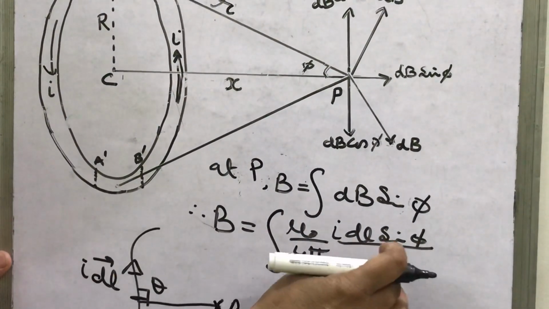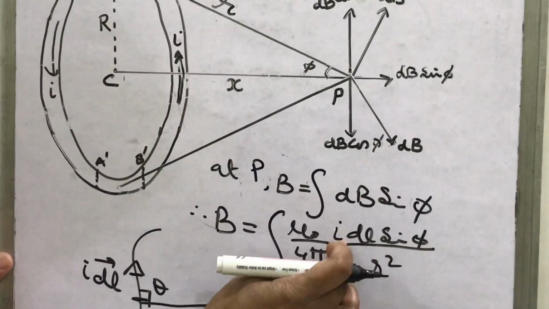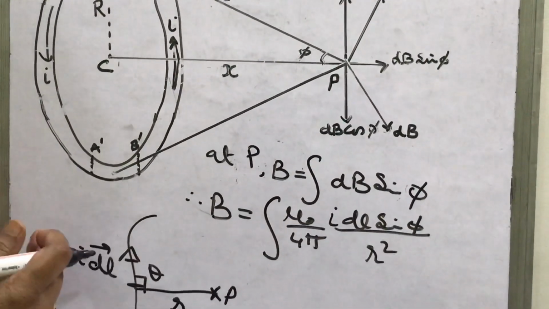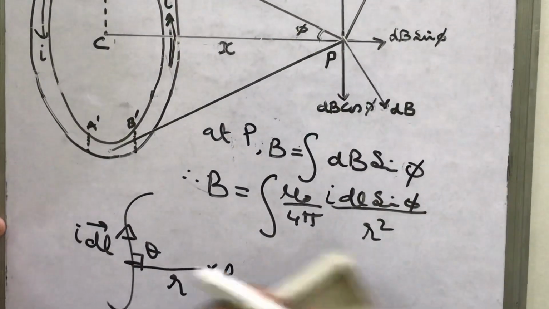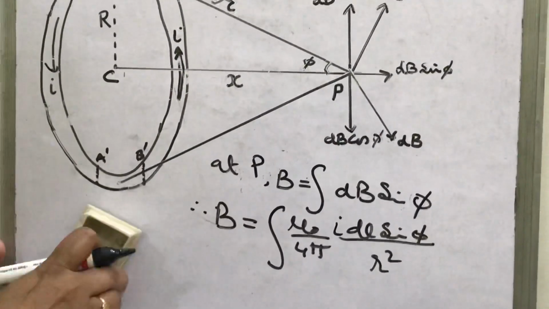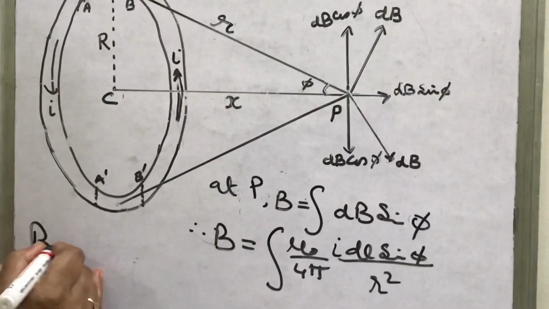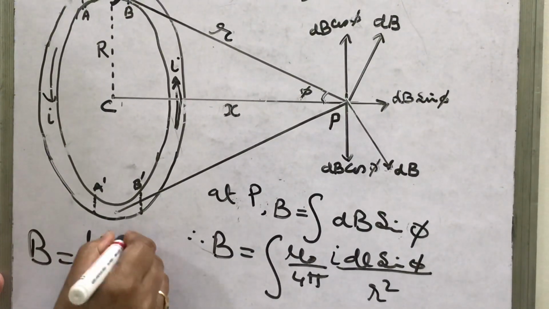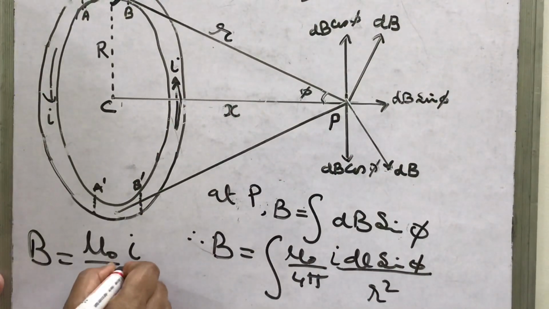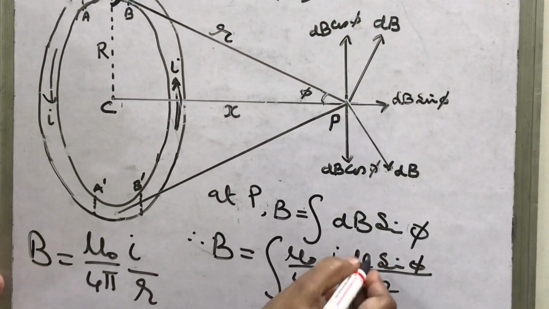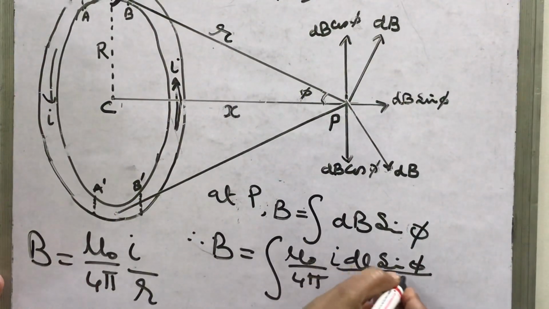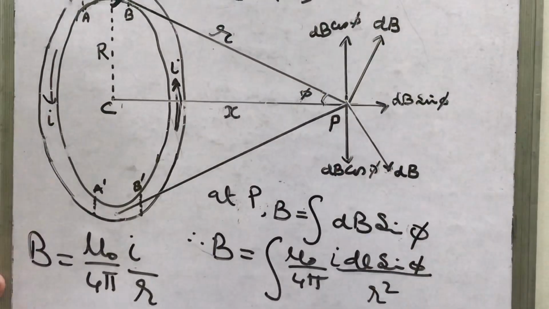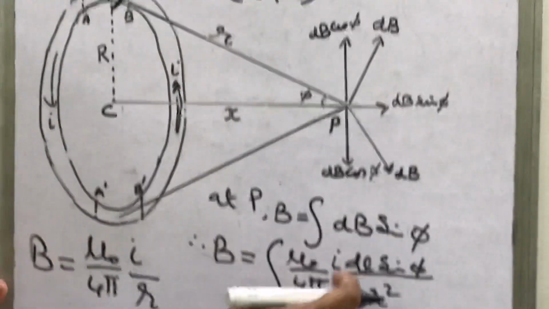How can you write this sin phi integration? Because I, dl, R, mu naught, 4 pi, they all are constant, they can be taken out. So what will you write here? This B you will write here mu naught upon 4 pi I upon R square. What is this? dl sin phi. So you look here, sin phi value is r upon R.